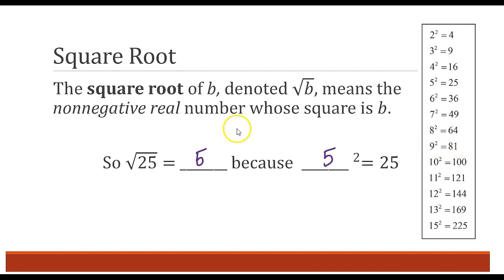Now, notice that it says non-negative real number whose square is b. That's because, if you think about it, if I take negative 5 and square it, I also get 25, because remember, this is negative 5 times negative 5, which is equal to a positive number. So by definition, I ignore that. By definition, we're going to choose the positive value. So the square root of 25 is positive 5 because 5 squared is 25.